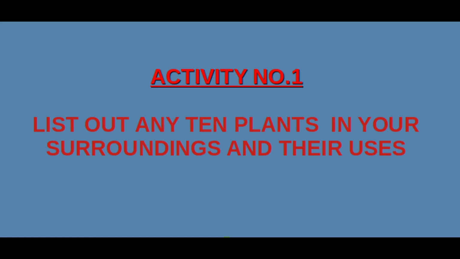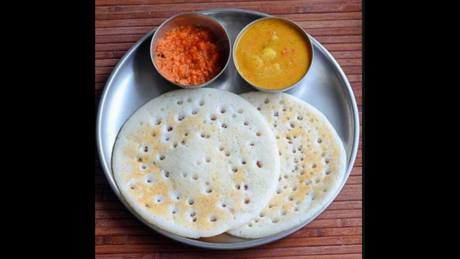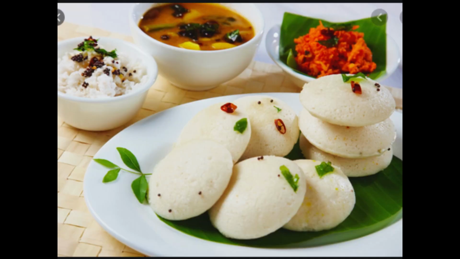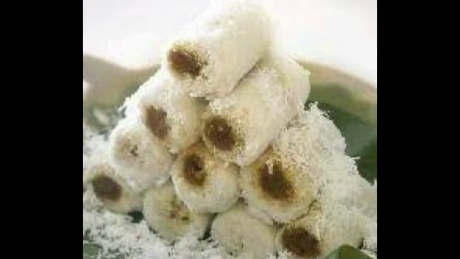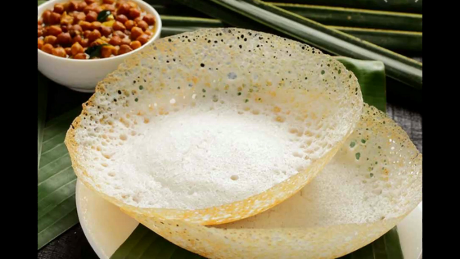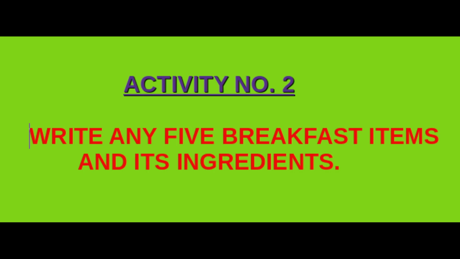Now let's observe our kitchen. What is your breakfast today? Tell me, what is your breakfast today? It may be dosha with kadala curry. It's also called the Bengal gram. Okay. It may be idli with sambar. It may be rice cake and banana, etc. Which are the components that these breakfast items are made up of? Can you tabulate this?